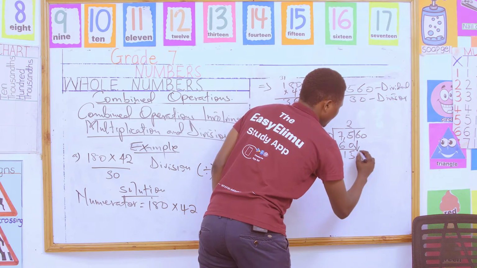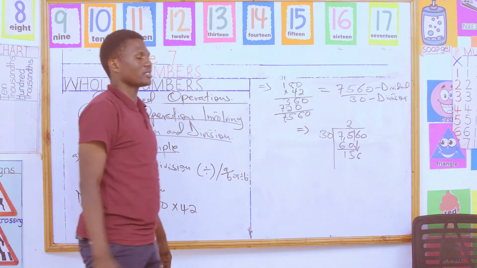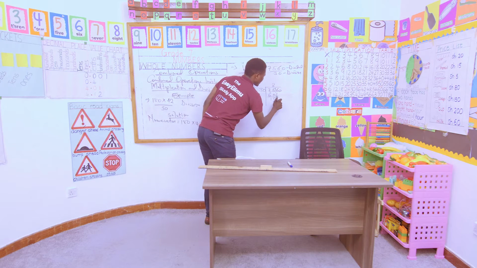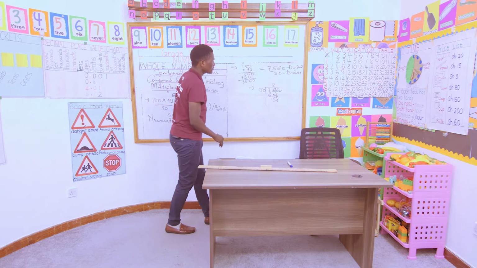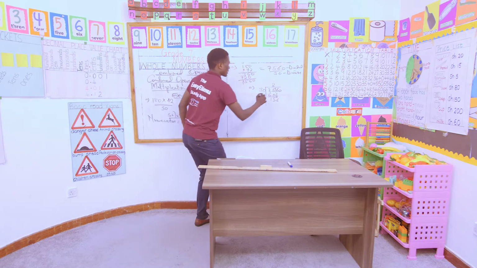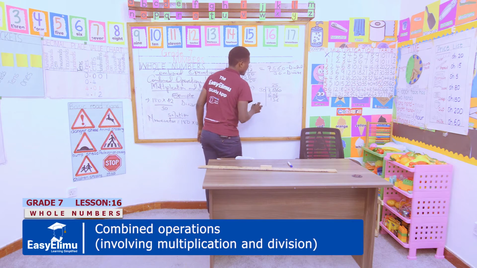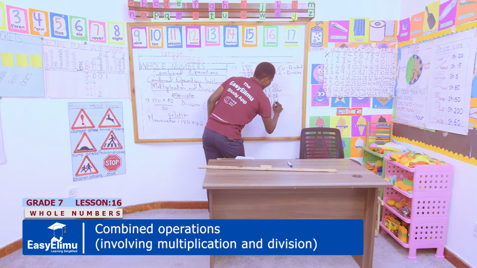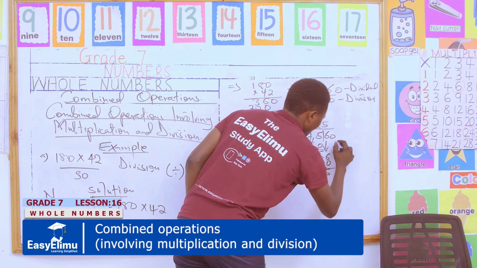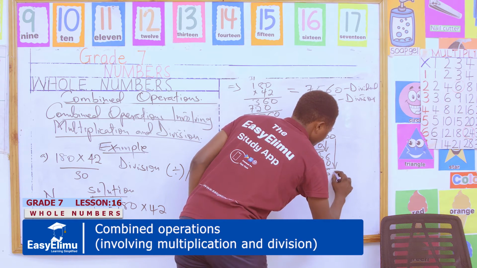We drop one of the digits, so we have 156. How many times does 30 divide 156? Yes, Celestine, 5 times, correct. So we have 5 there, which gives us 150. Then the remainder there is 6. Then we drop that number, which is 0.